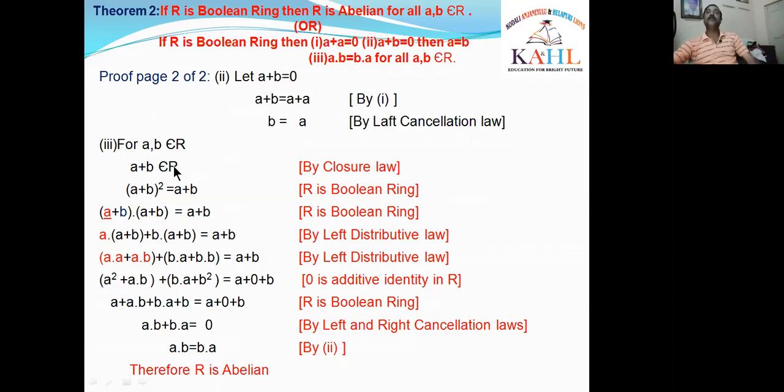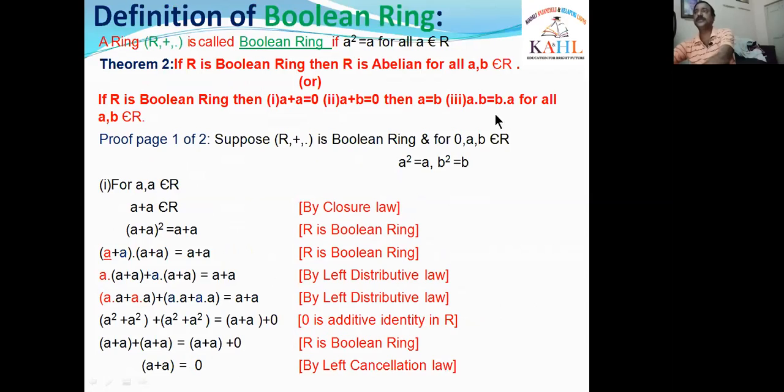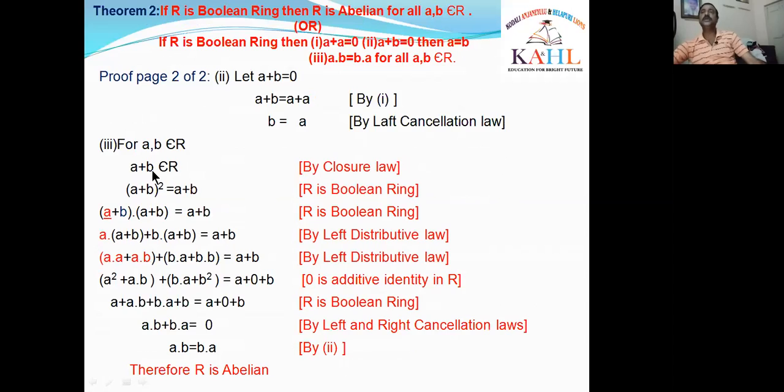Okay, right. What is R? R is a Boolean ring. What happens for the Boolean ring? If R is a Boolean ring, a is in R, a square is equal to a. b is in R, b square is equal to b. a plus a is in R, a plus a whole square is equal to a plus a. Here a plus b is also in R. That means a plus b whole square is equal to a plus b, because R is a Boolean ring. That's why a plus b whole square is equal to a plus b.